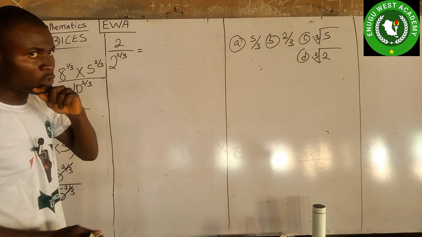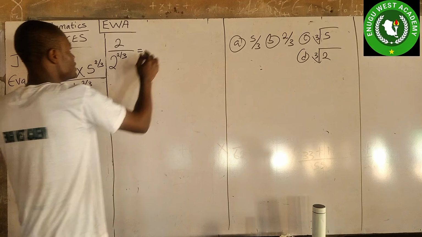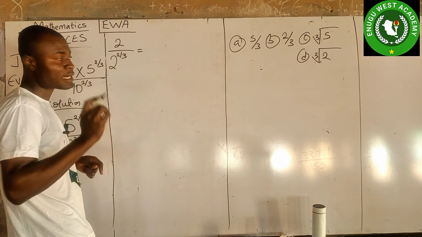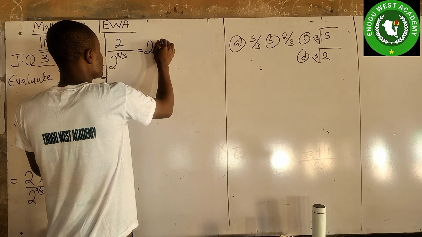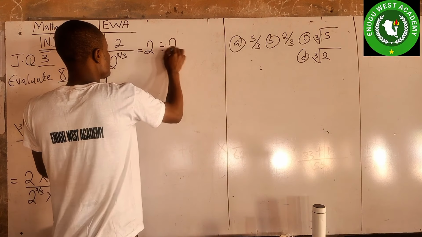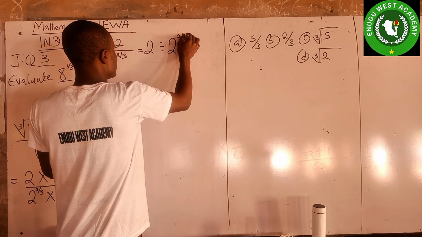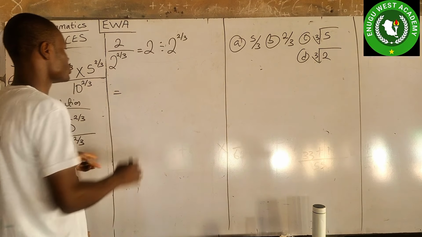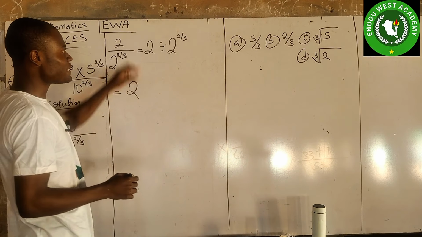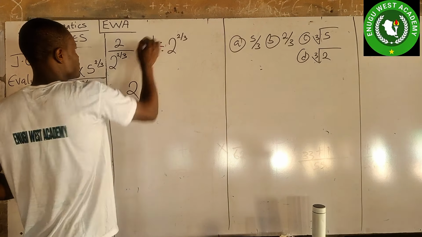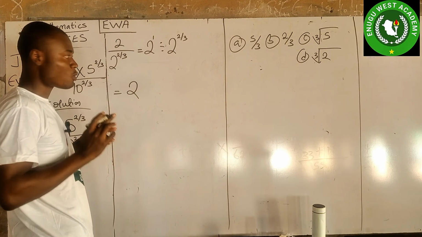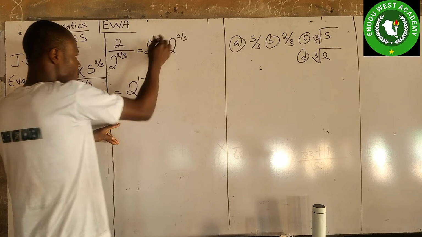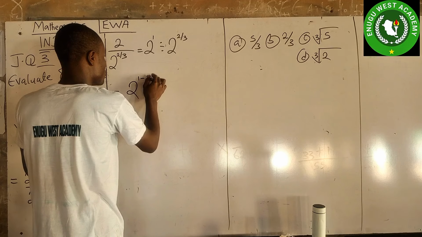Now, remember the division law. It states that once you have the same numbers, you should subtract their powers. So this also means 2 divided by 2 raised to power 2 over 3. Now, this will be equal to, since we have 2, you are going to write 2. The first two have power 1, so you're going to have 1. Division changes to subtraction. Then you are going to have 2 over 3.